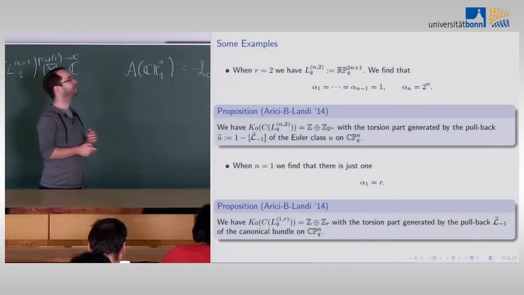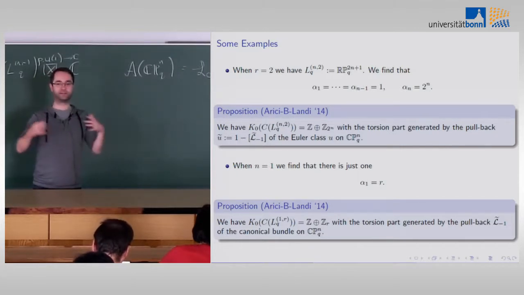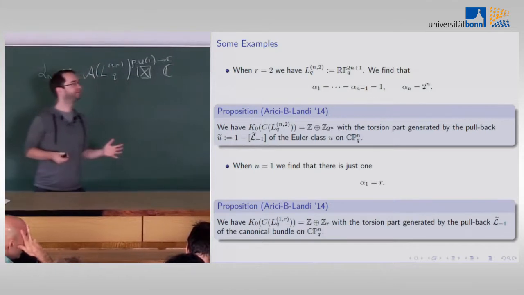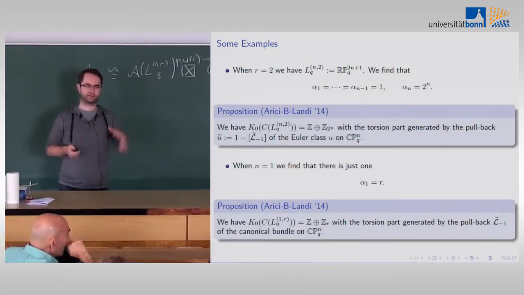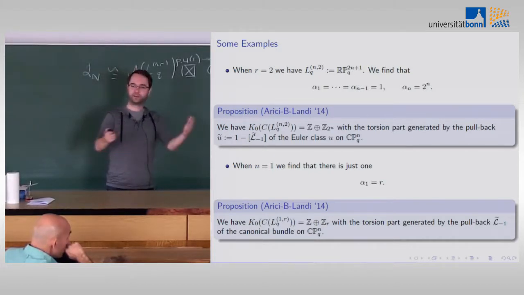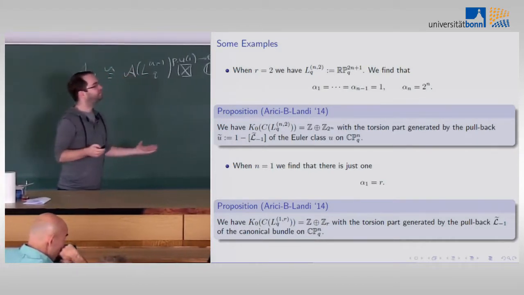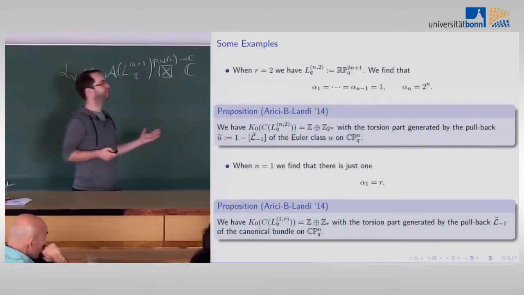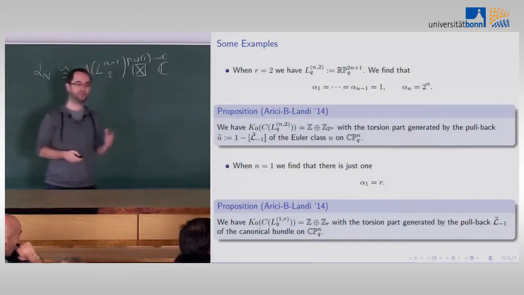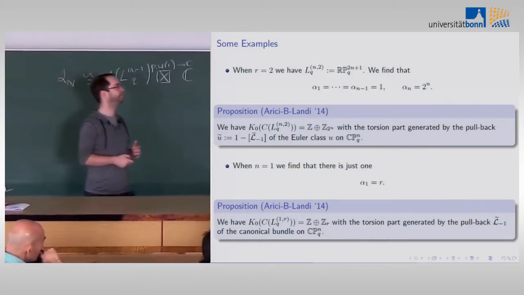The problem is that as n increases, the computations get very complicated very quickly, but they're in principle doable. To my knowledge, there's no universal formula. Maybe someone can correct me on that, but as far as I know, there's not a formula which says, okay, for general n and r, this is the K-theory. You have to really do the computation, and it gets complicated very quickly.